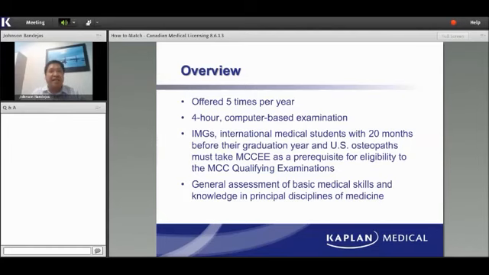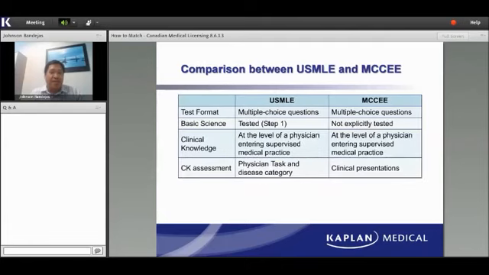The MCEE is a general assessment of basic medical knowledge in the principal disciplines of medicine at the level of a new medical graduate who is about to enter a first-year residency program. If you're quite familiar with the USMLE, or the United States Medical Licensing Examination, this slide will show you a comparison between the USMLE and the MCEE. As you can see, both examinations have a format of multiple choice questions that test your clinical knowledge at the level of supervised medical practice.